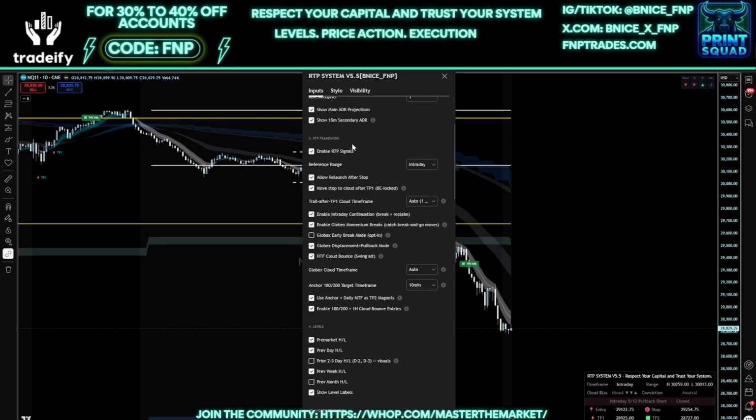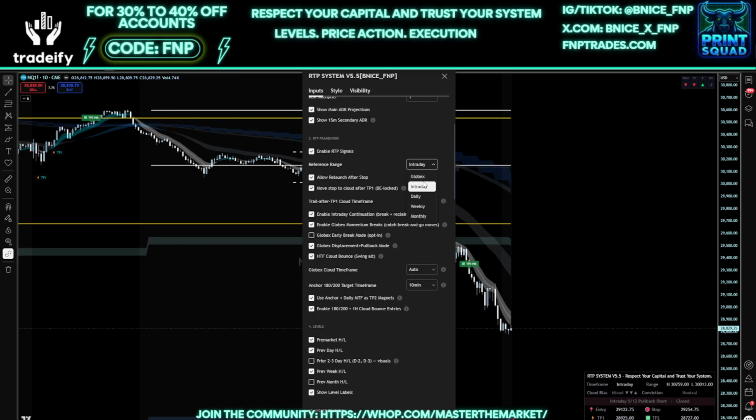The RTP framework. You want to make sure that this is enabled, and depending on what your preference is, that will determine what reference range you have this on. Okay, so I built in multiple different reference ranges. Globex is for when you're trading overnight. So if you're a person that likes to trade the Asia and London session, you need to switch this to Globex. If you're someone who likes to day trade, you need to switch it to intraday.